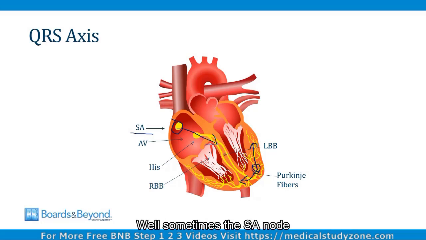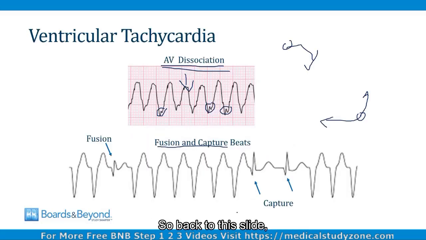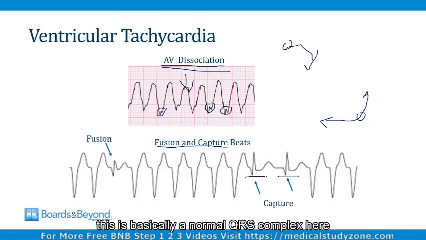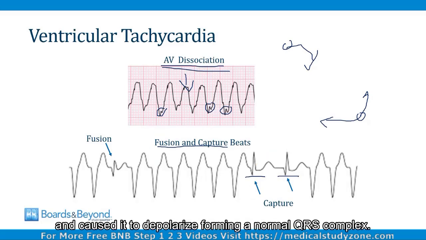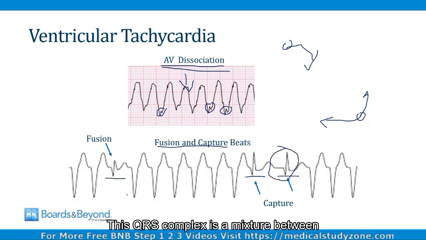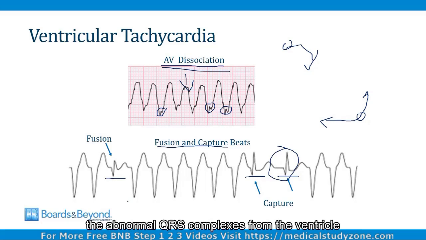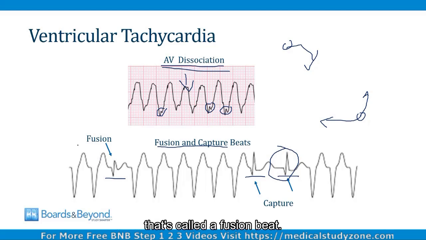Well, sometimes the SA node will actually capture the ventricle and cause it to depolarize in the normal way. That will generate a normal QRS complex, and that's called a capture beat. Other times, the abnormal focus here will partially depolarize the ventricle, and the SA node will send an impulse that partially depolarizes the ventricle, and the two will mix together, and that's called a fusion beat. So back to this slide, this is basically a normal QRS complex here. That's because the SA node has captured the ventricle and caused it to depolarize, forming a normal QRS complex. This QRS complex is a mixture between the abnormal QRS complexes from the ventricle and the normal ones from the sinus node. That's called a fusion beat.